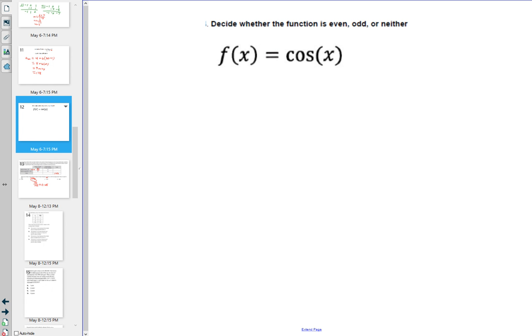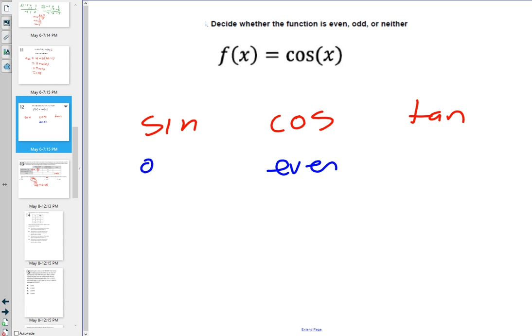Out of the 3 trig functions, which you won't even see in Algebra 1, but you'll see them in geometry actually, and in Algebra 2: sine, cosine, and tangent. Those are the 3 trig functions you'll see. Which ones are even? Only cosine. Cosine is the only even one. What are the other 2?